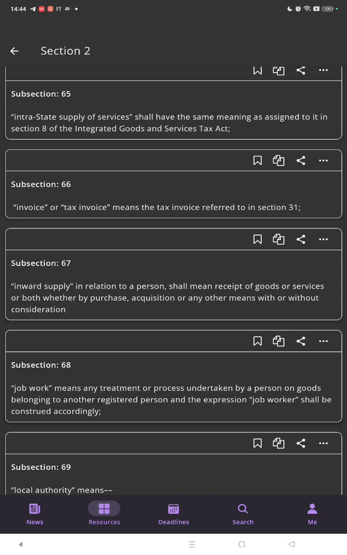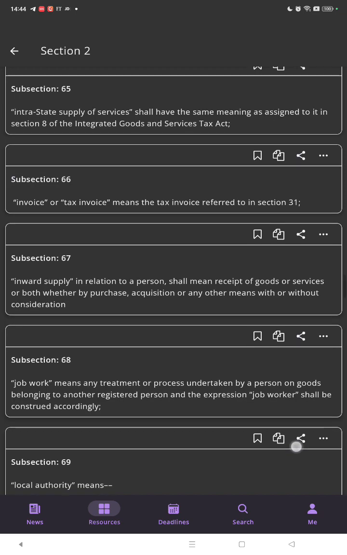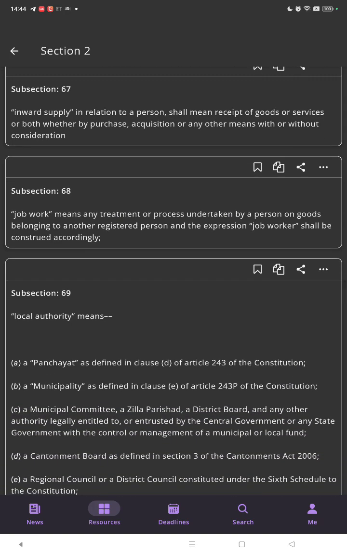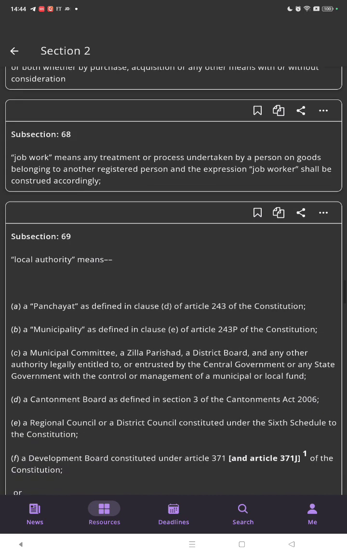Subsection 67: Inward supply in relation to a person shall mean the receipt of goods or services or both, whether by purchase, acquisition, or any other means, with or without consideration. Subsection 68: Job work means any treatment or process undertaken by a person on the goods belonging to another registered person, and the expression job worker shall be construed accordingly.